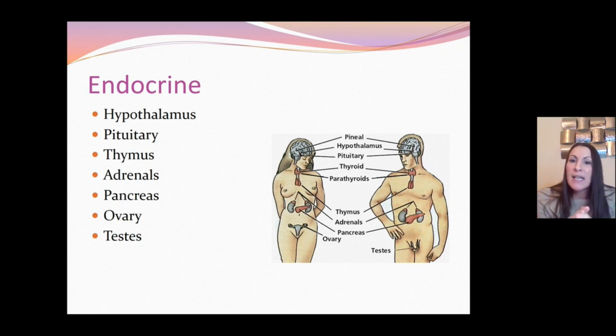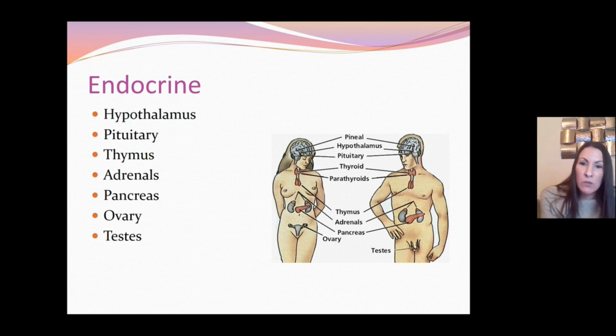The thyroid gland, which is involved in releasing thyroxine, which controls our metabolism and growth. The parathyroid glands, which control calcium levels within the blood. We've got the thymus, which releases a hormone called thymosin to help produce T cells, T lymphocytes involved in our immune system. We've got the adrenal glands, which release adrenaline in our fight or flight response. The pancreas releases hormones like insulin and glucagon to help control our blood glucose levels.